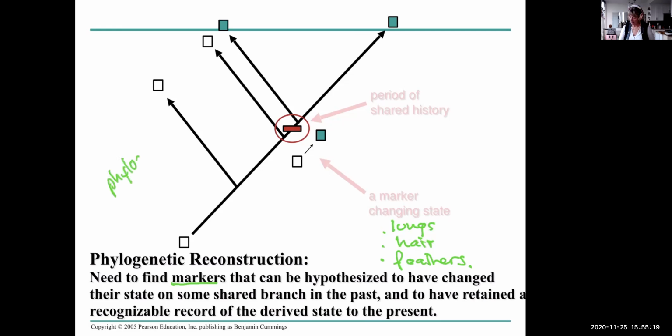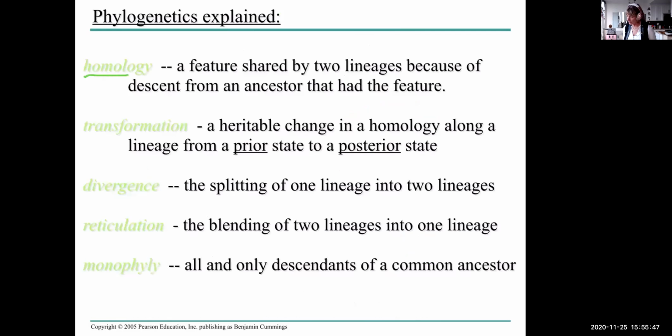So this is a phylogenetic tree. And these are the species, not showing any species on here. And this is where there's a shared history among these two species. They share a history there. And there's some kind of marker of a changing state. So in phylogenetics, we're going to look at homology. It's a feature that's shared by two lineages because of descent from an ancestor that had the feature. And up to now, we've looked at things like, what did we look at? We looked at the radius, for example, which is found in cats and humans and whales.